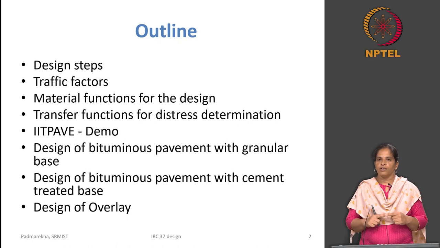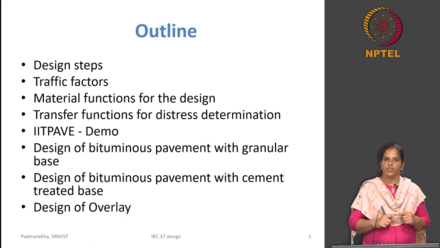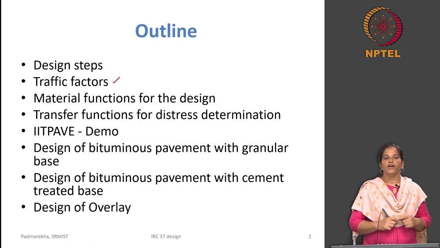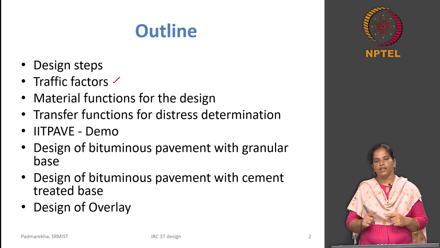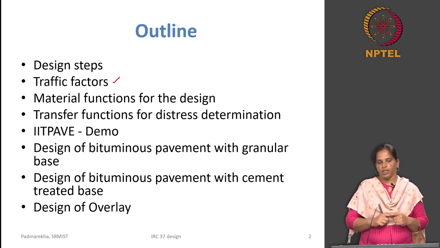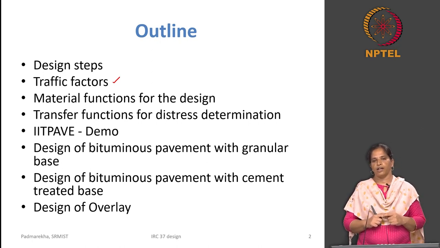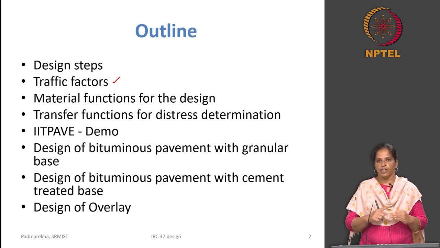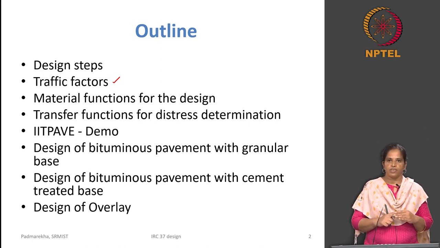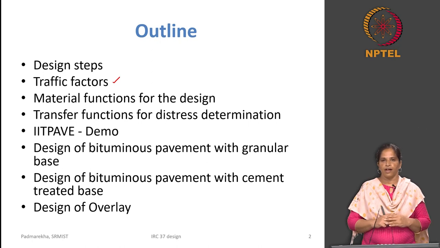The inputs here are grouped into two. One is related to traffic factors. We know that the traffic for the design is considered in terms of number of repetitions of standard axle loads. So, for the computation of number of repetitions of a standard axle load, we need traffic volume, vehicle damage factor, lane distribution factor and traffic growth. We will see IRC specifications related to these traffic parameters under this head.